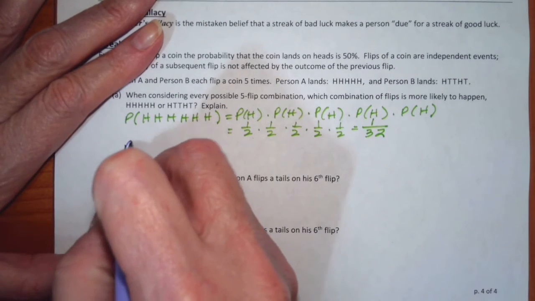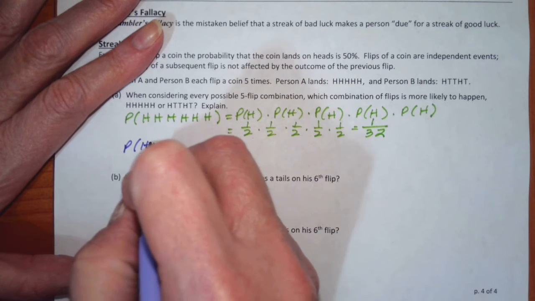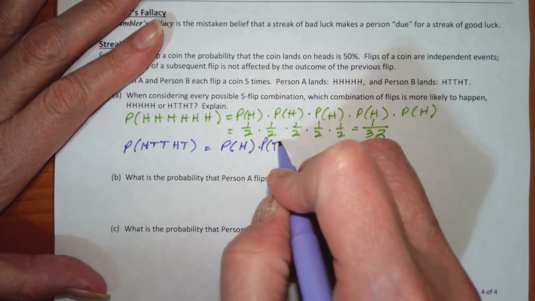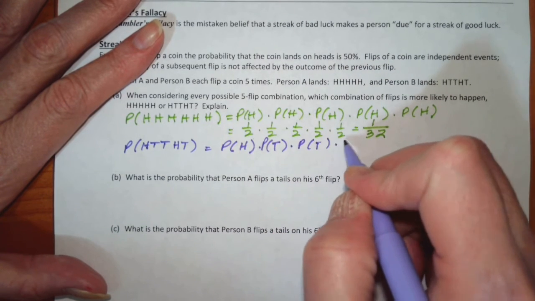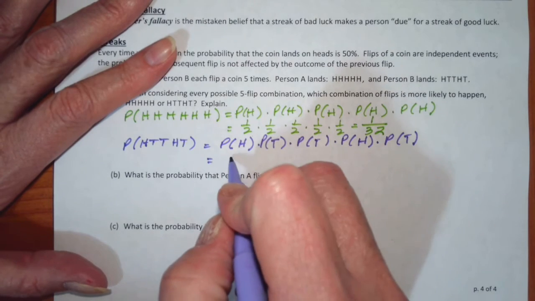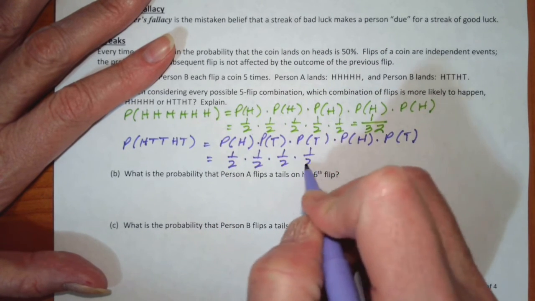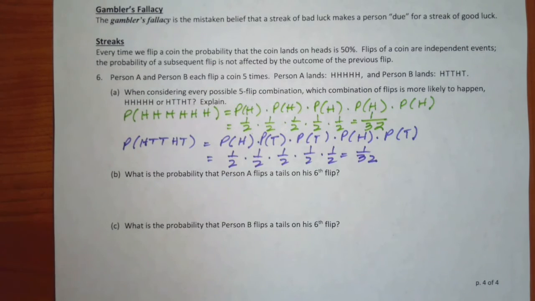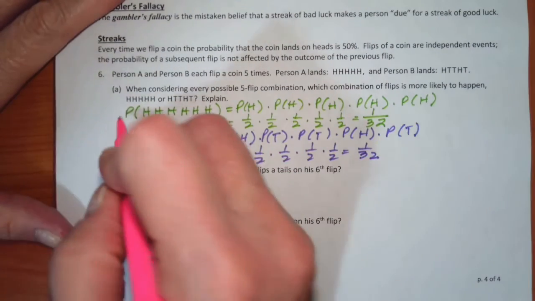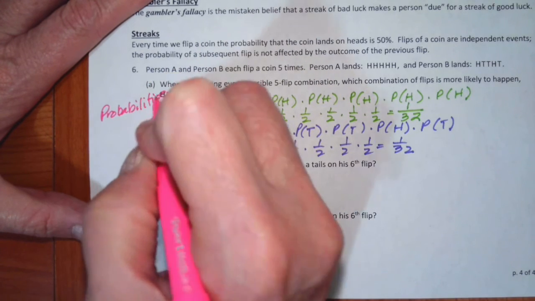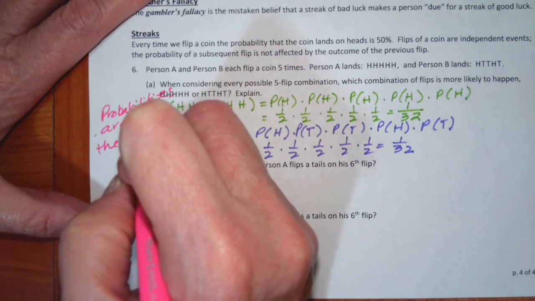If you look at the other one, the probability of head, tail, tail, head, tail, then you have to find the probability of a head, probability of a tail, tail, which again, we know the probability for a head or a tail is 1/2. Which is 1 over 32. So the probabilities of both of these are the same. So to answer the question, the probabilities are the same for these two events.